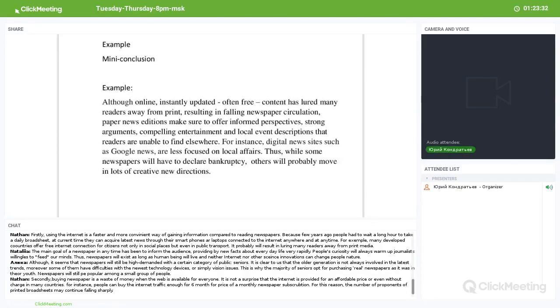As it was in their youth, spelling of there, newspapers will still be popular among a small group of people. Maybe you need some connector here. To sum up, or sorry, to conclude, or thus, as a result, newspapers will be popular among a small group or limited group of people.